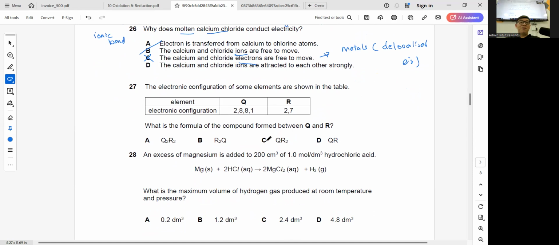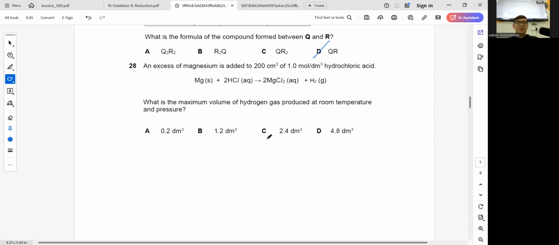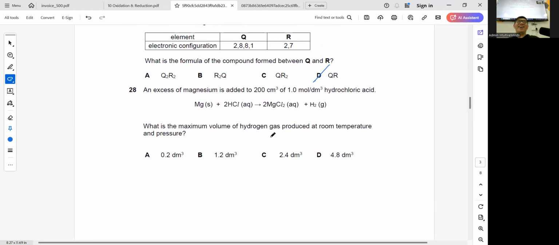All right, what's next? 27? What is the answer? C, D, Q, R. That is correct. Gabriel? D or B? Okay, do you need me to explain? Okay, 28. Stoichiometry.